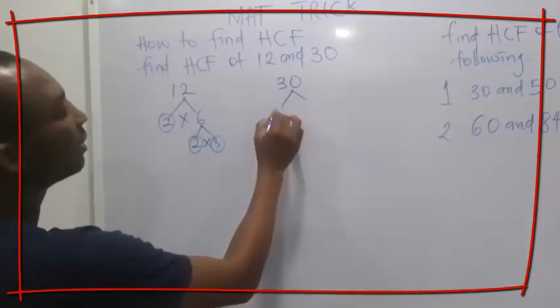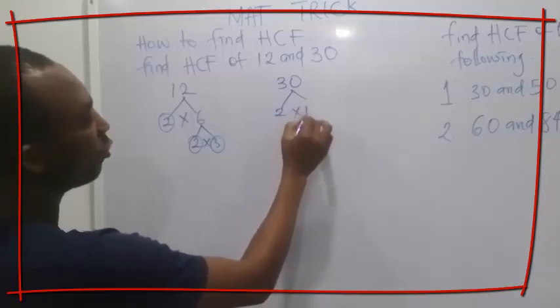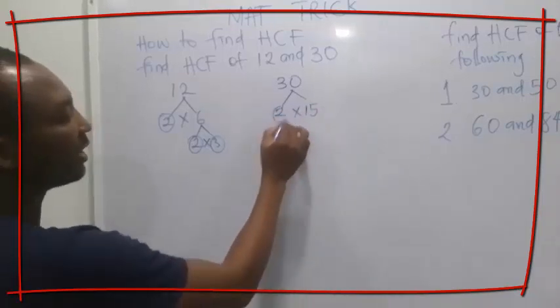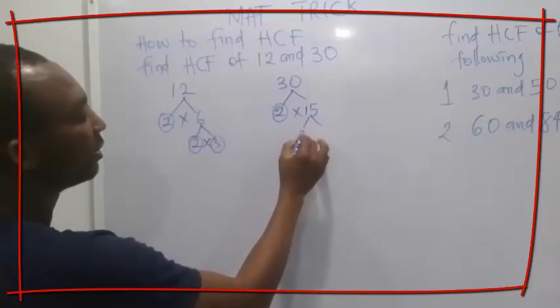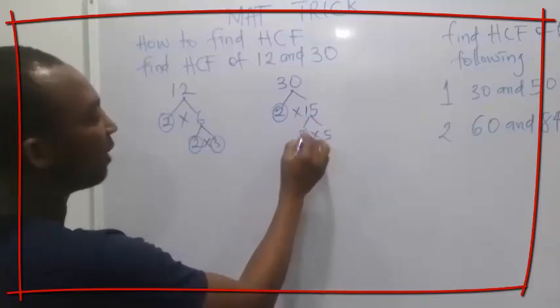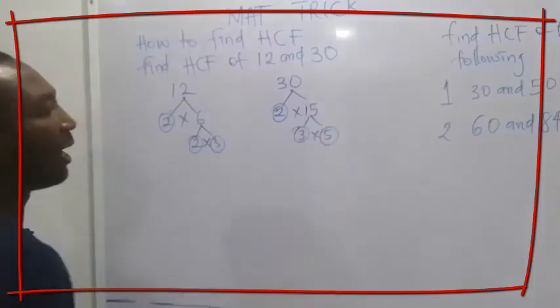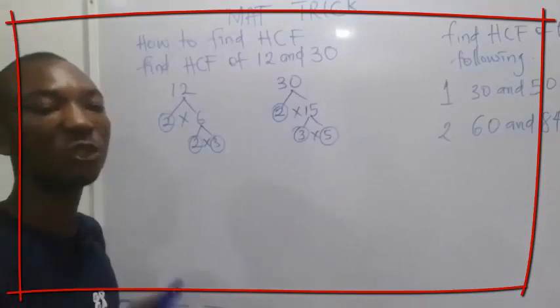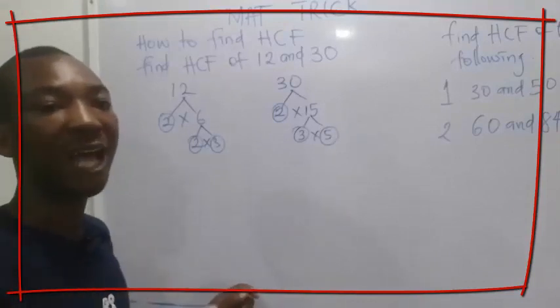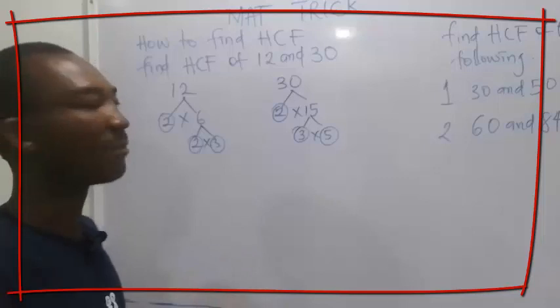Let's see 30. Somebody said 2 multiplied by 15. This is a prime number. For 15, 3 multiplied by 5. This is a prime number. This is also a prime number. Like I said, this trick is going to work for students at all levels doing mathematics.